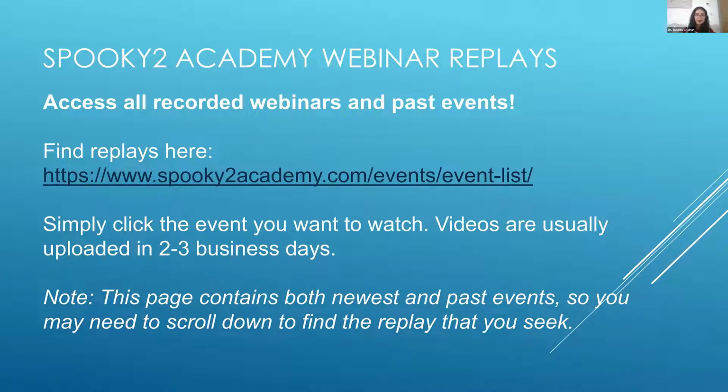Now, the webinar replays, because I always get asked this question. To access the recorded webinars and past events, you can find them at www.spooky2academy.com/events/event list. You just go down, and because this one is a recent one and is getting recorded now, it should appear on the first page. You'll find the title of this webinar, Spooky2 presets, and you should be able to find it that way.